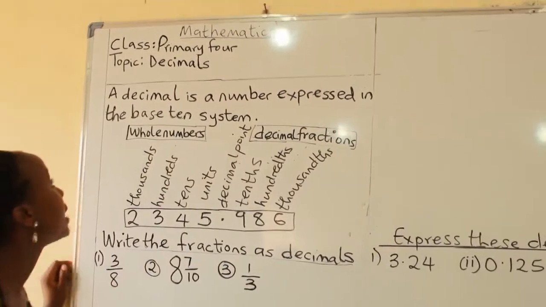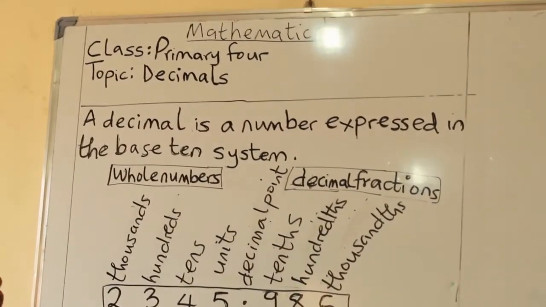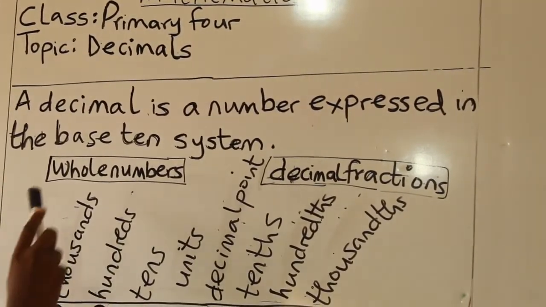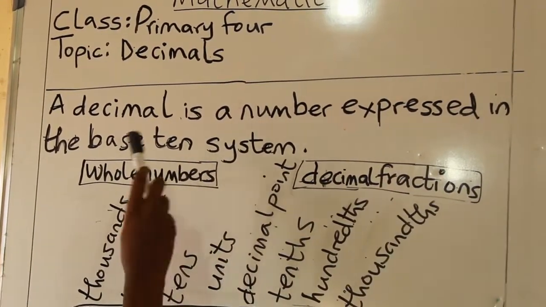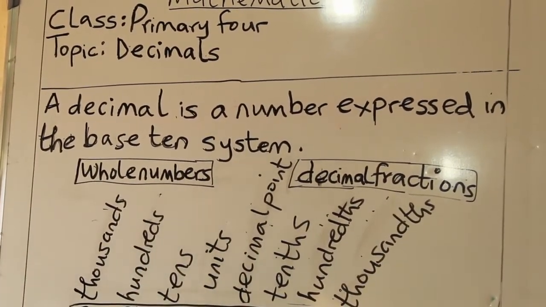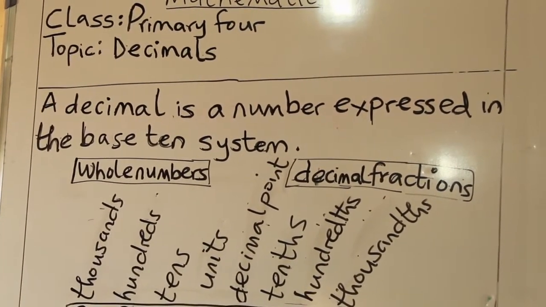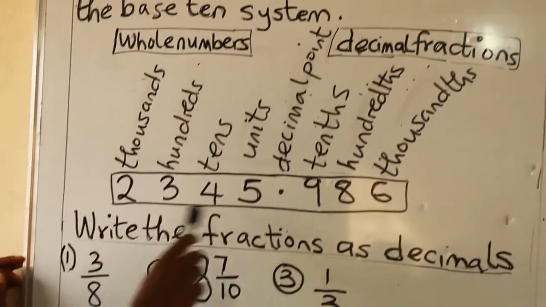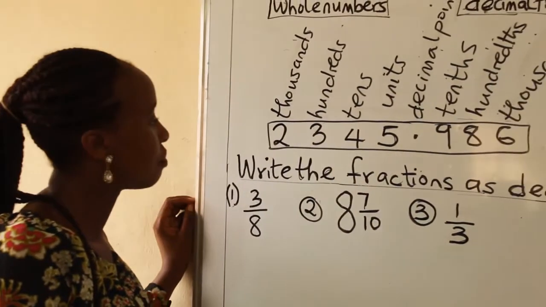Our topic for today is decimal. What is a decimal? A decimal is a number expressed in the base 10 system. I'll be using these numbers to explain what the decimal means.